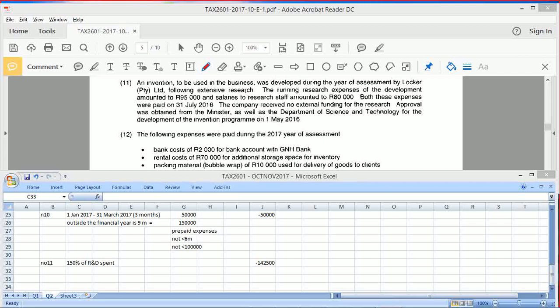Okay, let's just see it again. So let's reread this. Let's just check. An invention to be used in the business. So I'm assuming that our business deals with new technology. Yes, the technology company. To be used in the business was developed during the year of assessment, following the extensive research. So I'm assuming that, number one, it's a technology company. Number one. Then the running research expenses of the development.